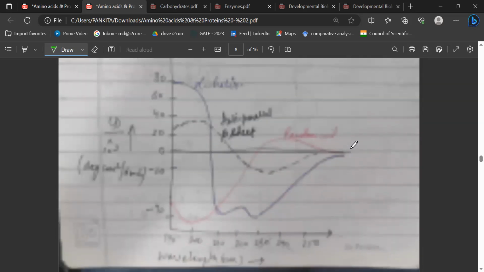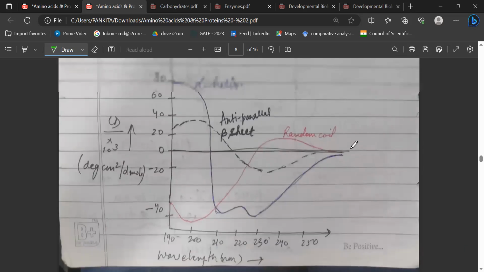So this is what a spectra of protein secondary structure looks like. Alpha helix is this curve. This curve shows the CD spectra of alpha helix.